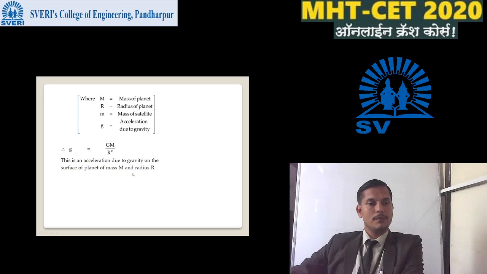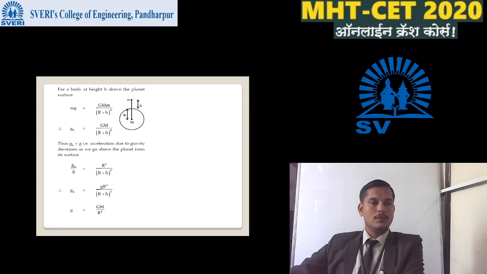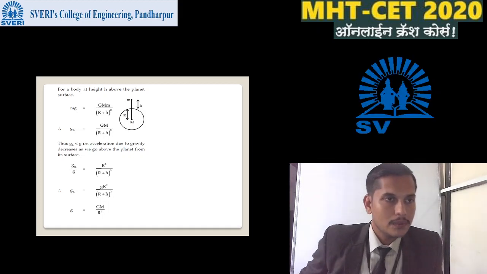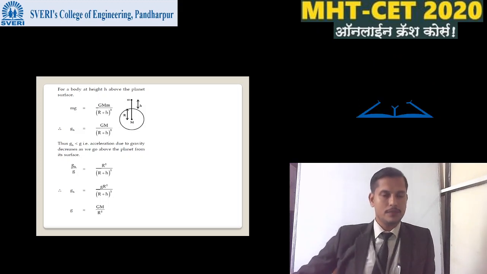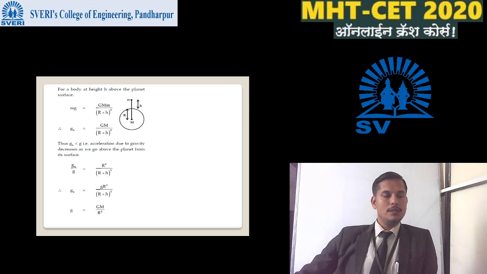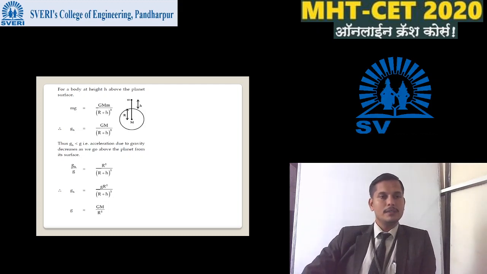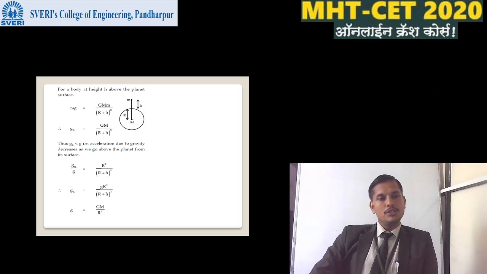Of course, if we know the mass and radius, we can easily calculate it. Now let us move to the next one. Next, we are considering a case where the body is at height h above the planet surface. So at that particular height, how can we determine the things? It is simply that we add the value of height to the capital R, that is R plus h, and that is the change in the equation.